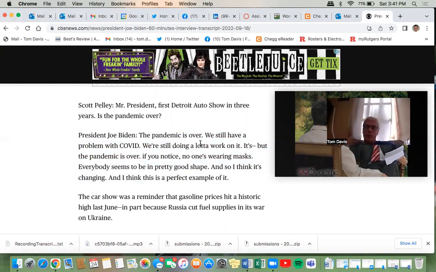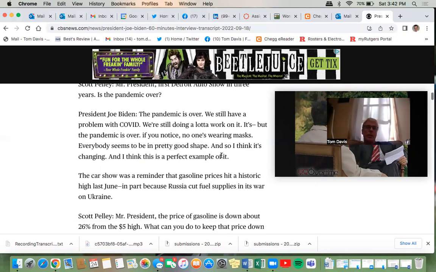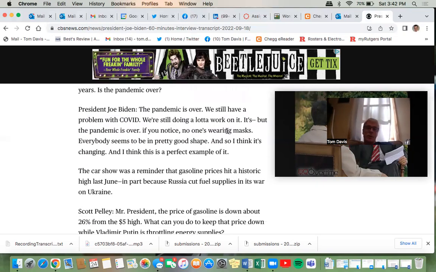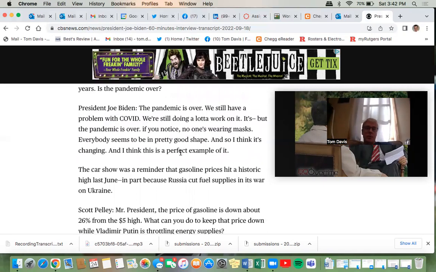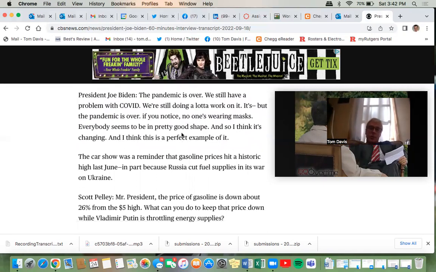And when I read this quote in a lot of different stories, it made it sound like he was celebrating it, but actually, after he said the pandemic is over, he said, we still have a problem with COVID. Some of you have even told me you've had COVID, because some members of our class have had it already. In my in-person class, a couple of people have had it too. We still have a lot of work on it, but the pandemic is over. If you notice, no one's wearing masks, except in the classrooms at Rutgers. Everybody seems to be in pretty good shape.